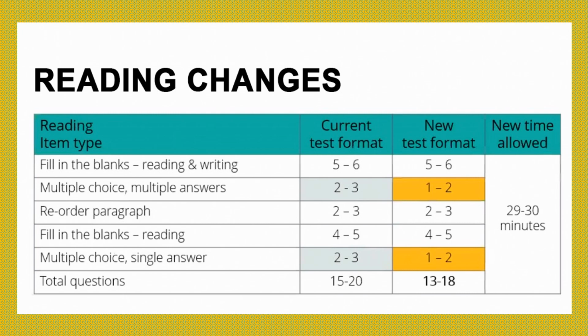Now, in 2022, the reading has changed. 2 questions have been eliminated now. Multiple choice, multiple answers, earlier were 2 to 3, now it's 1 to 2, and multiple choice single answer, earlier were 2 to 3, and now it's 1 to 2. So total questions are now 13 to 18 to be completed between 29 to 30 minutes.